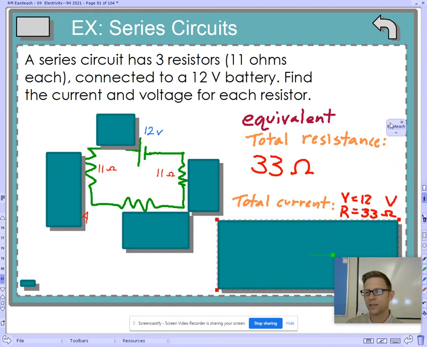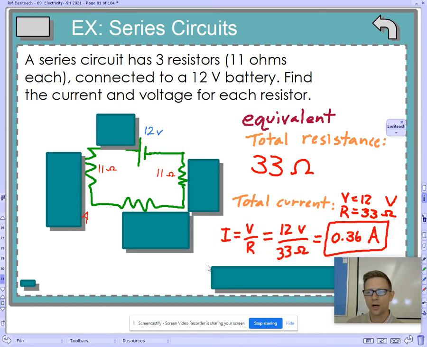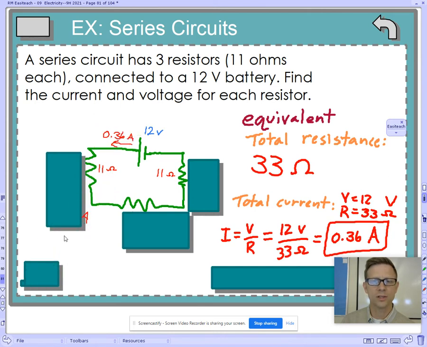This is the voltage of the entire circuit, 12 volts. I'm going to use Ohm's law. I've written out the quotient form of it, I equals V over R. You could also write V equals IR. 12 over 33, that's 0.36 amps. And we know that the current is going to be the same everywhere for a series circuit.